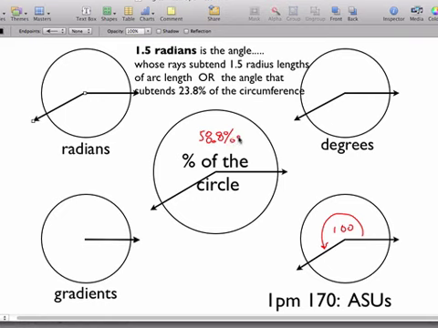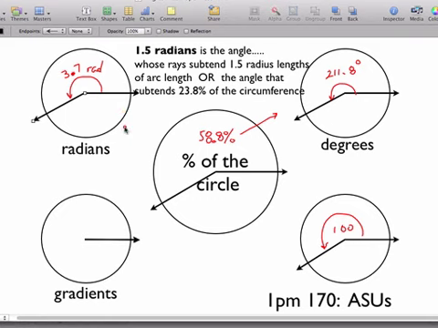Nice. And so now we can easily get degrees and radians. To get degrees, we take 58.8% of 360, and we get 211.8 degrees. And then we take 58.8 percent of 2 pi. And we get 3.695. 3.7 radians.